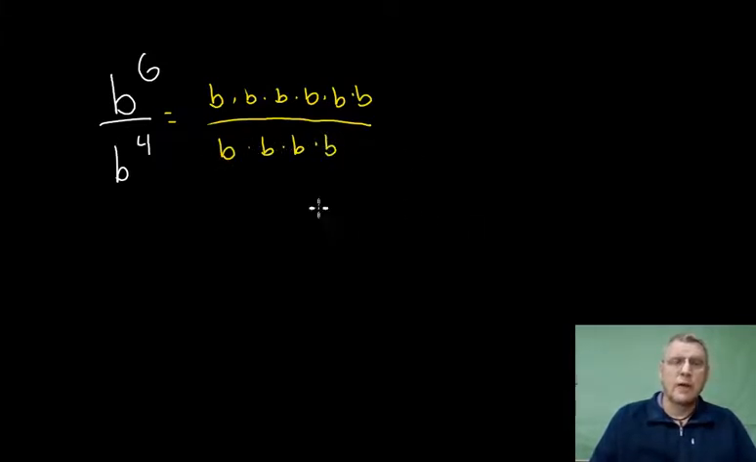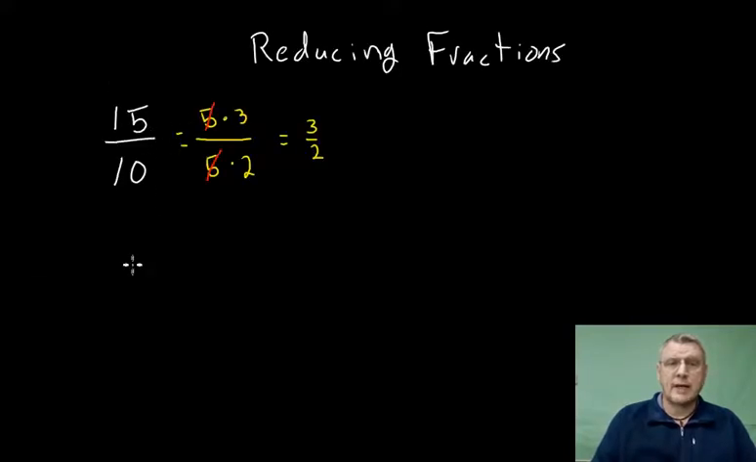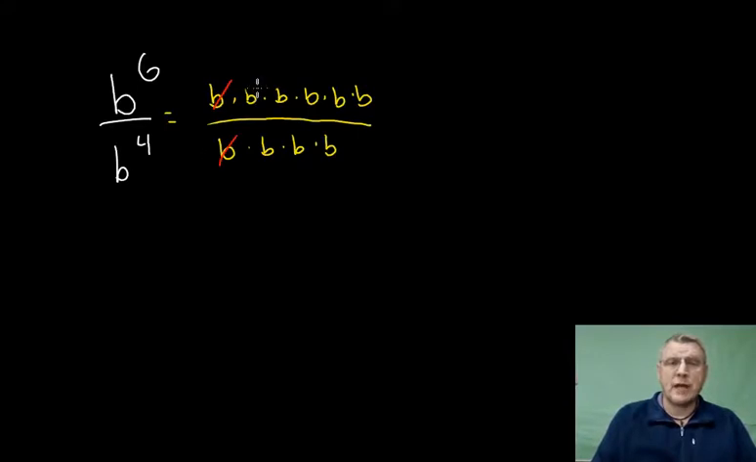So I can cancel them out because I have a b on the top and a b on the bottom. Just like we had earlier when we canceled the 5s out, here I'm canceling the b's out. So I can cancel another set of b's and another set of b's and another. So now I'm just left with my base of b and 2 of those.